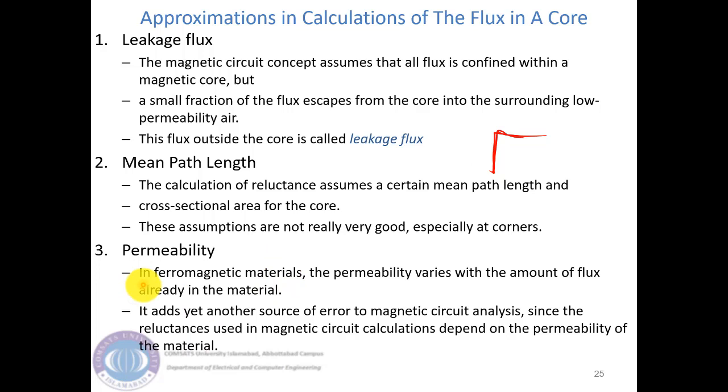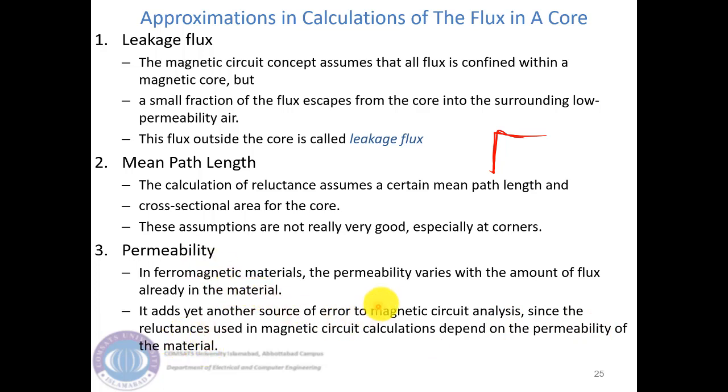So obviously we have to ignore it because we are making assumptions. Permeability: in ferromagnetic materials, the permeability varies with the amount of flux already in the material. That we know, they can have the already stored flux in the ferromagnetic materials. It adds yet another source of error into a magnetic circuit analysis, since the reluctances used in magnetic circuit calculations depend on the permeability of the material.